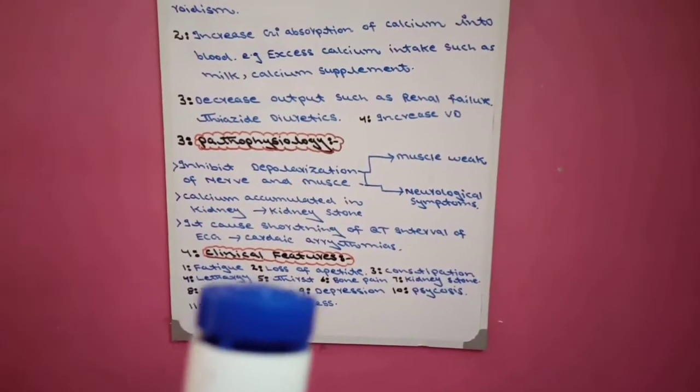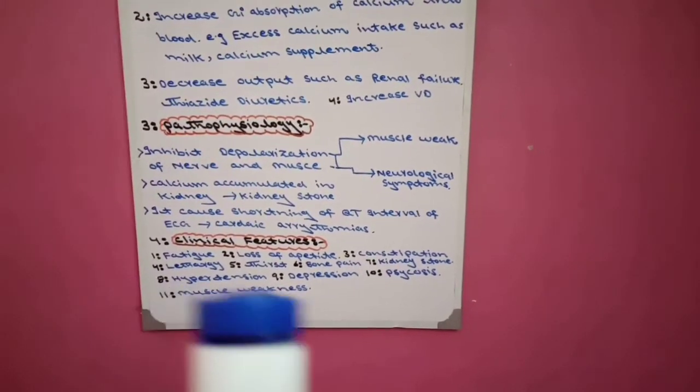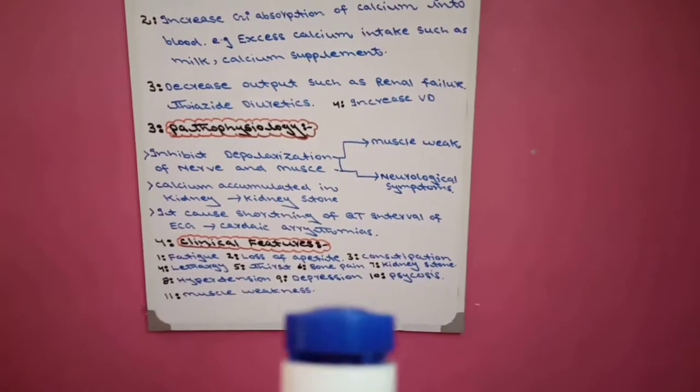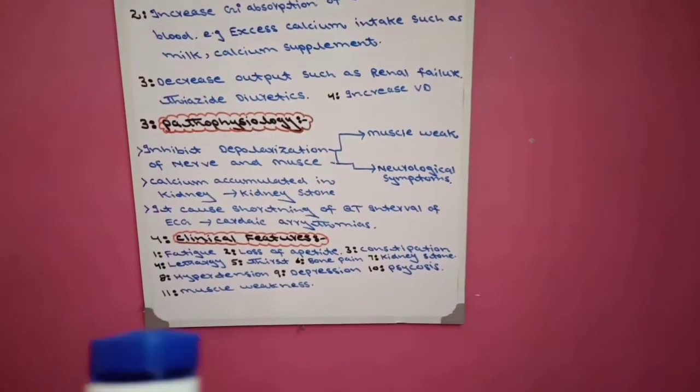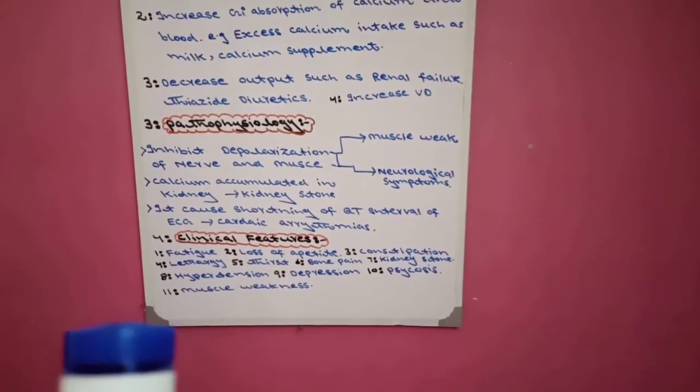This is the clinical feature of hypercalcemia, which is 11 clinical features. Number 1, fatigue. Number 2, loss of appetite. Number 3, constipation. Number 4, lethargy. Number 5, thirst. Number 6, bone pain. Number 7, kidney stone. Number 8, hypertension. Number 9, depression. Number 10, psychosis. And number 11, muscle weakness.